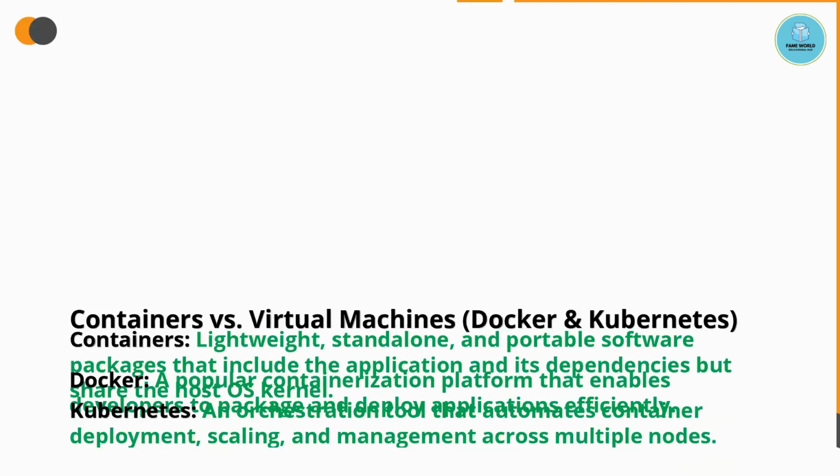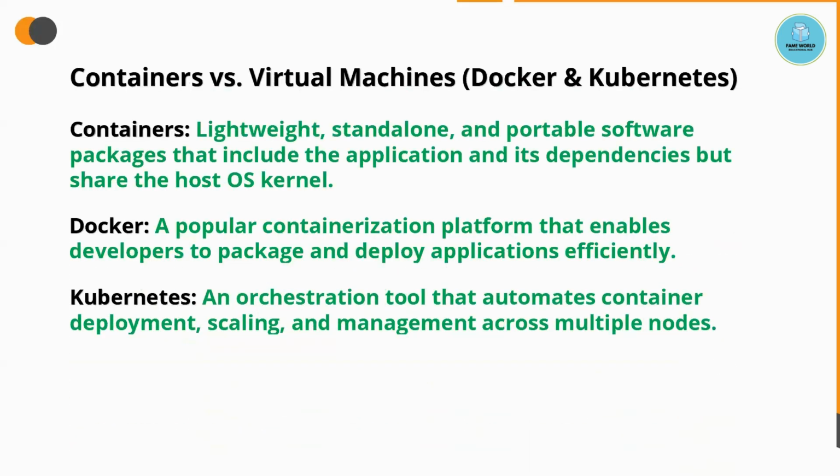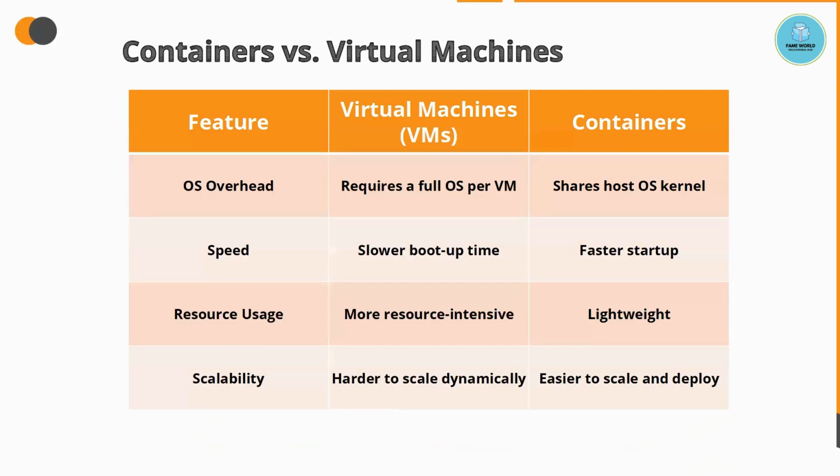Now, let's talk about their features. The features we are going to talk about are OS overhead, speed, resource usage, and scalability. On these four features, I will be comparing virtual machines and containers. When we talk about OS overhead, virtual machines require a full operating system per virtual machine, whereas in containers, the host operating system kernel is shared.